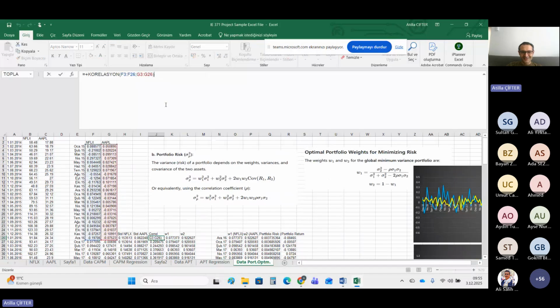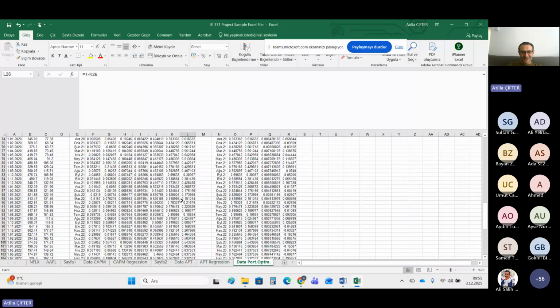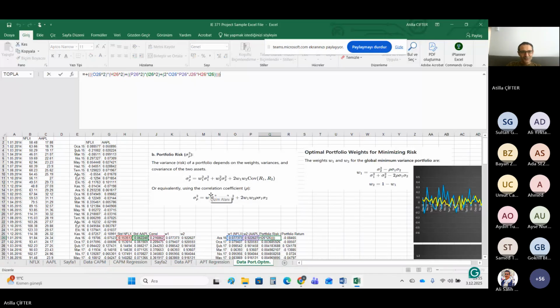Correlation is already calculated. You can see the CORREL function. And then let's continue. We take weight 1 from the formula, weight 2 from the formula. And now the question is how we can calculate portfolio risk. Look at the formula. Can you see the formula link? So we calculate the portfolio risk, which is a variance here, and it is already calculated. And what about portfolio return? How can we calculate portfolio return? Weight 1 multiplied by the first stock plus weight 2 multiplied by the second stock. Then we calculate portfolio return as well.